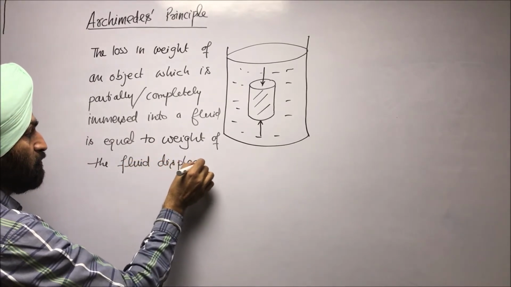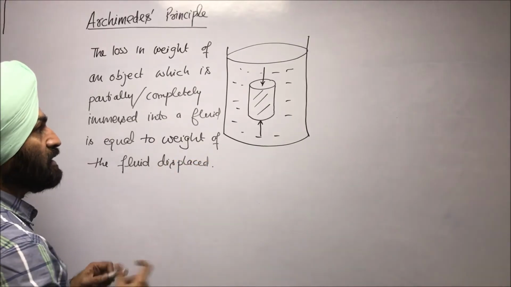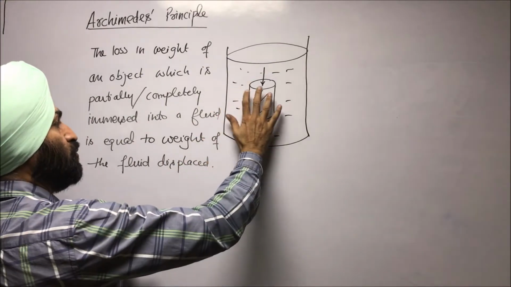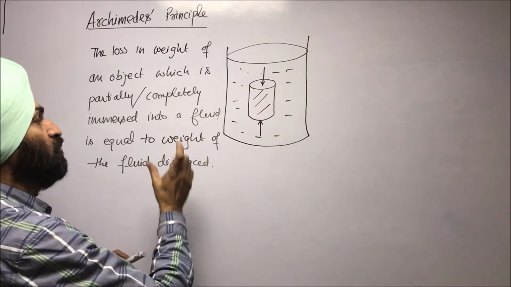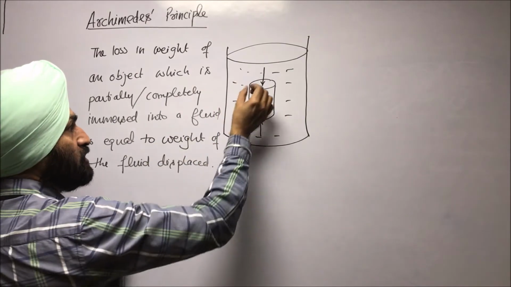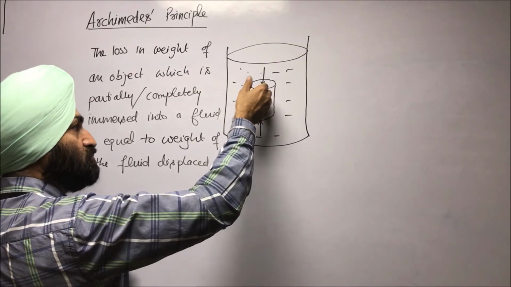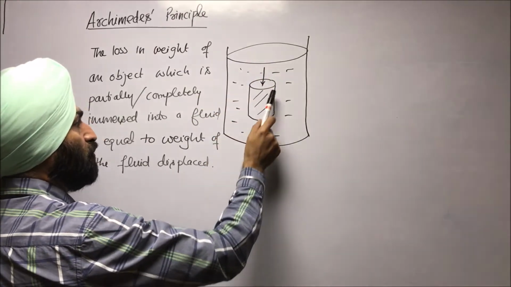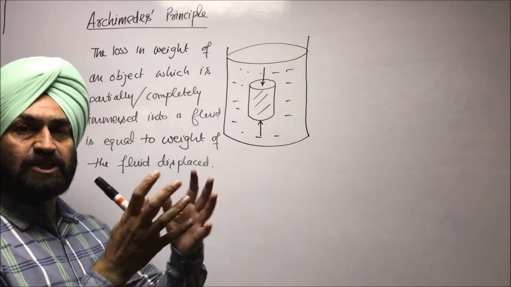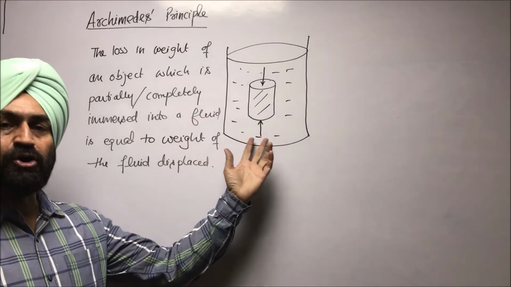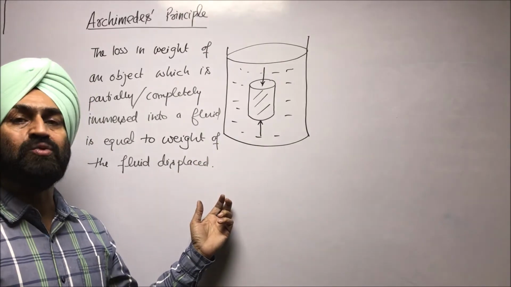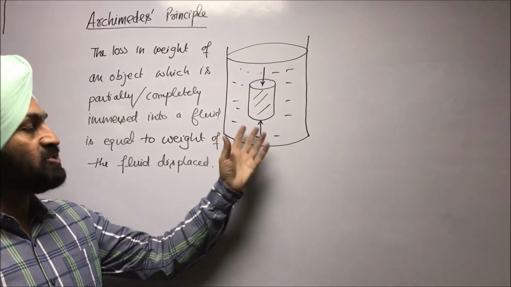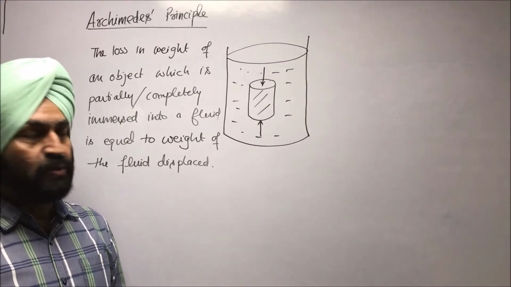Now what does it mean, fluid displaced? Earlier, the portion where I have shown the cylinder was occupied by water. When the cylinder has come in, this much portion of water has been pushed out, has been displaced. So whatever volume of water was present here, which has been displaced, the weight of that water is equal to the loss, that is the upthrust, experienced by this cylinder when placed in the liquid.